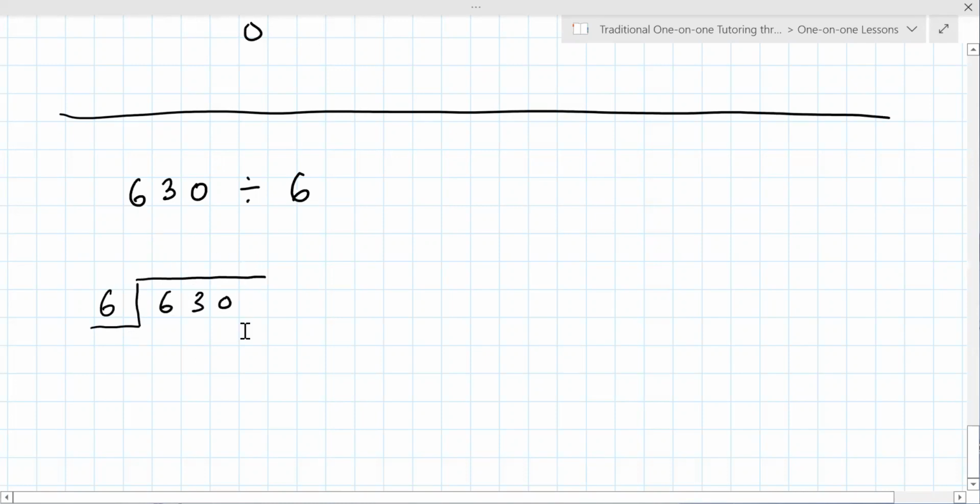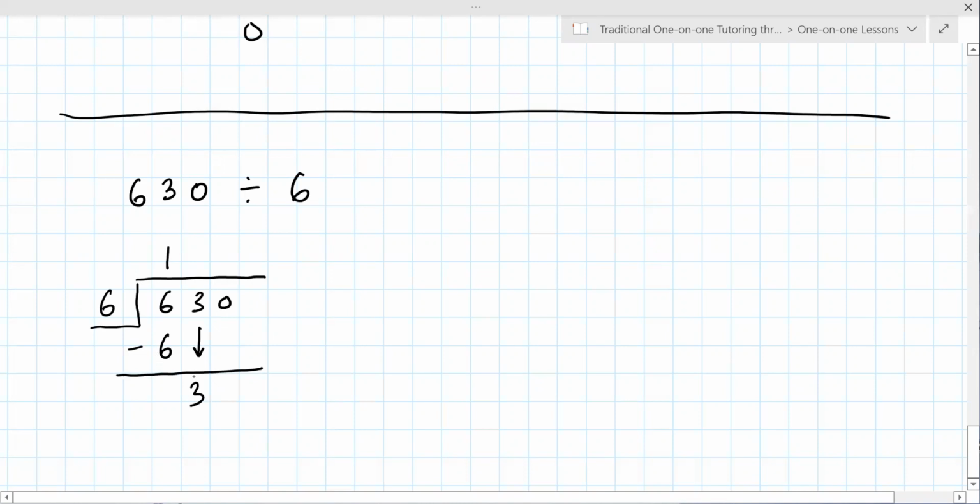Did you write this? Yes. Michael, did you write this? Yes. Good. Now, how many times does 6 go into 6? 1. 1, okay. And what is 1 times 6? 6. Okay, so now when you subtract, what is 6 minus 6? 0. So you bring the 3 down.